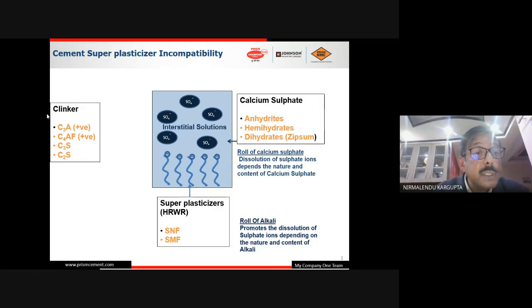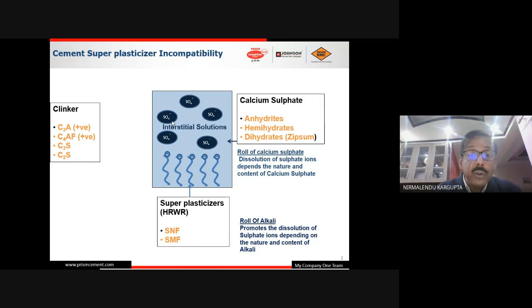And as soon as all the molecules come here, all the admixture comes onto the C3A. Now C3A has become negatively charged. Then it will start repelling sulfate ions. They will not allow sulfate ions to sit over there. If sulfate ion is not accompanying these reactions, calcium aluminate hydrate will be formed, which is flash setting.